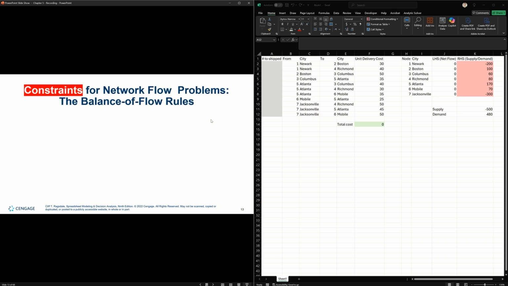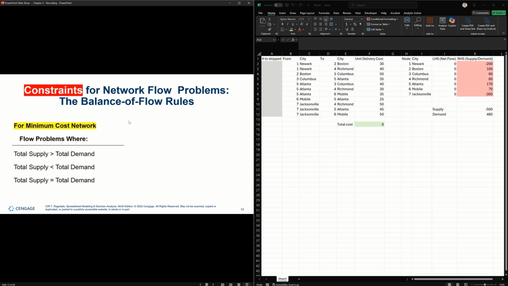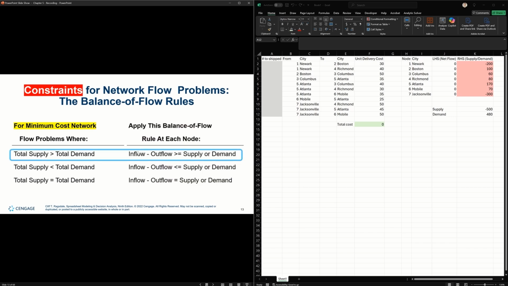The constraints, and that is the net flow that we talked about. As I told you earlier, we have three types of problems here: when the supply is more than the demand, when the demand is more than the supply, and when the total supply equals total demand. In our case, the supply was more than the demand, as we calculated here. We have 500 cars, but the demand is for 480 cars. When we do this, here's what happens.